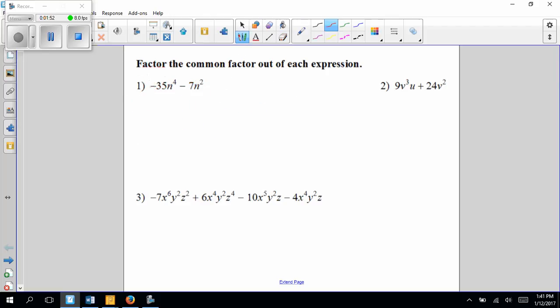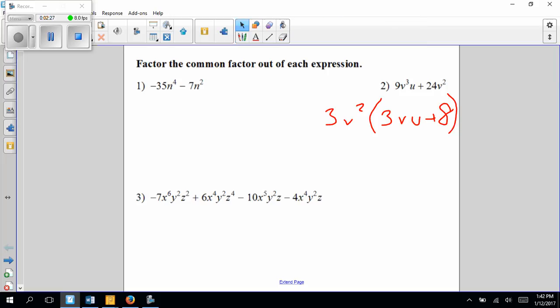So here we go. Question number 2, what goes into those two terms? The greatest number that goes into them would be a 3. So I'd pull out a 3 to the outside. I see that they both have at least a v squared. And only one term has a u, so I can't pull out that u. So 3v squared times what gives me 3v to the third u, and that would be a 3vu. And then 3v squared times what gives me 24v squared, and that would be a plus 8. I'm out of room, but we got it. Okay, so that would be our factored answer there.